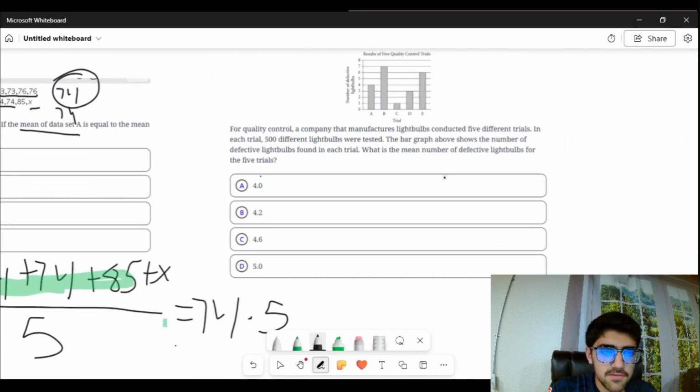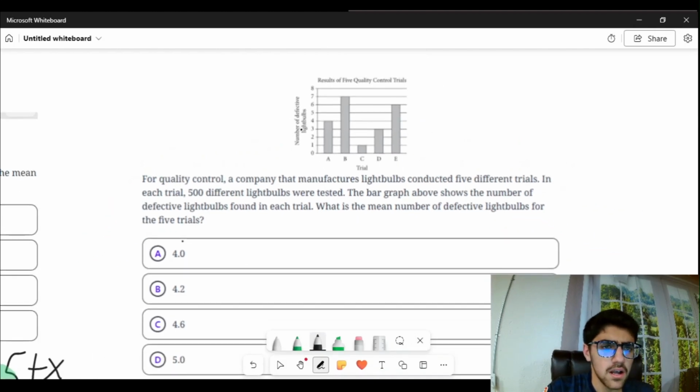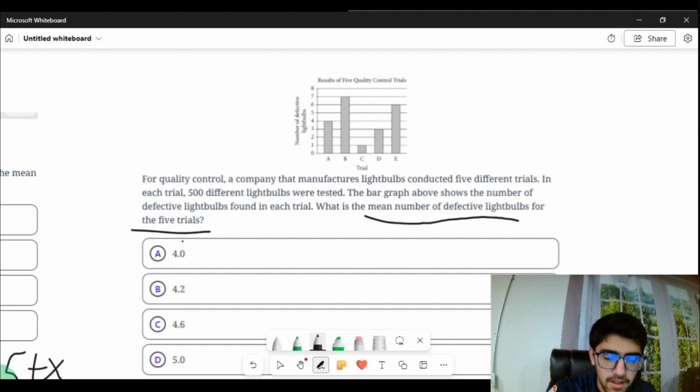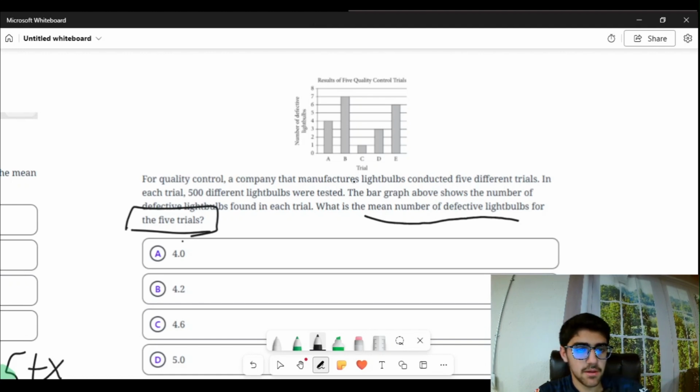The second easy question tells us, for quality control, there's a graph, and it says number of defective light bulbs. A company that manufactures light bulbs conducted 5 different trials. In each trial, 500 different light bulbs were tested. The bar graph above shows the number of defective light bulbs found in each trial. What is the mean number of defective light bulbs for the 5 trials? So this one, there's a lot of words, but at the end it just asks the mean number of defective light bulbs for all 5 trials. So just get the number of defective light bulbs in each trial, and then find the mean.